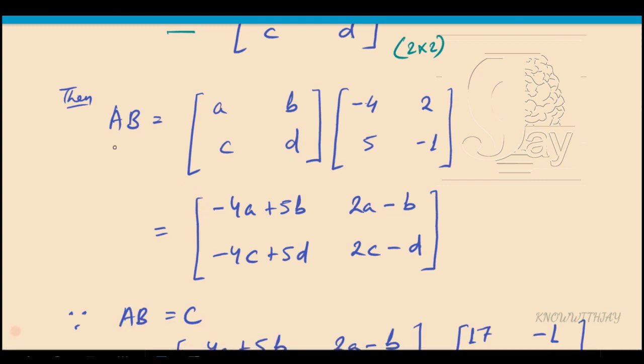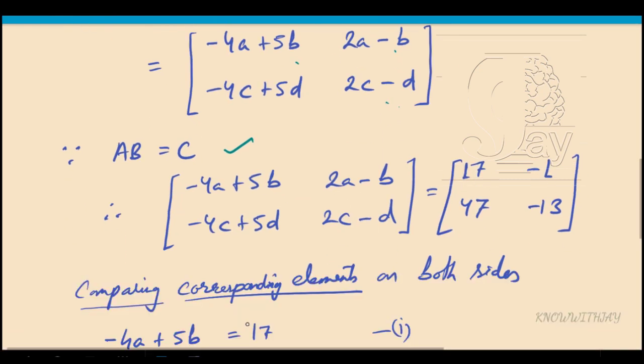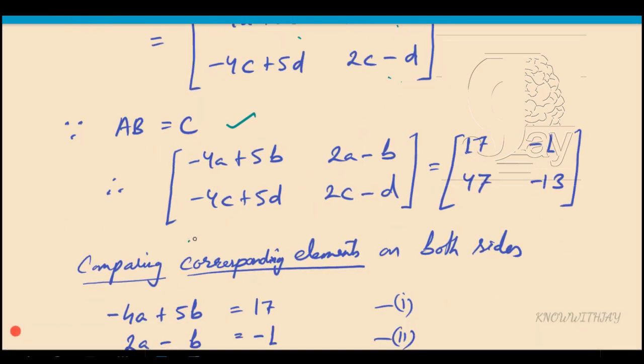If we want to find the product of the 2 matrices A and B, we just write A first and then the matrix B and multiply as usual. We get 4 elements in the product. We know AB equals to C. So this is our AB and this is C. These are equal matrices, so we can compare the corresponding elements. We can see 2a minus b and minus 4a plus 5b. So there are 2 equations.